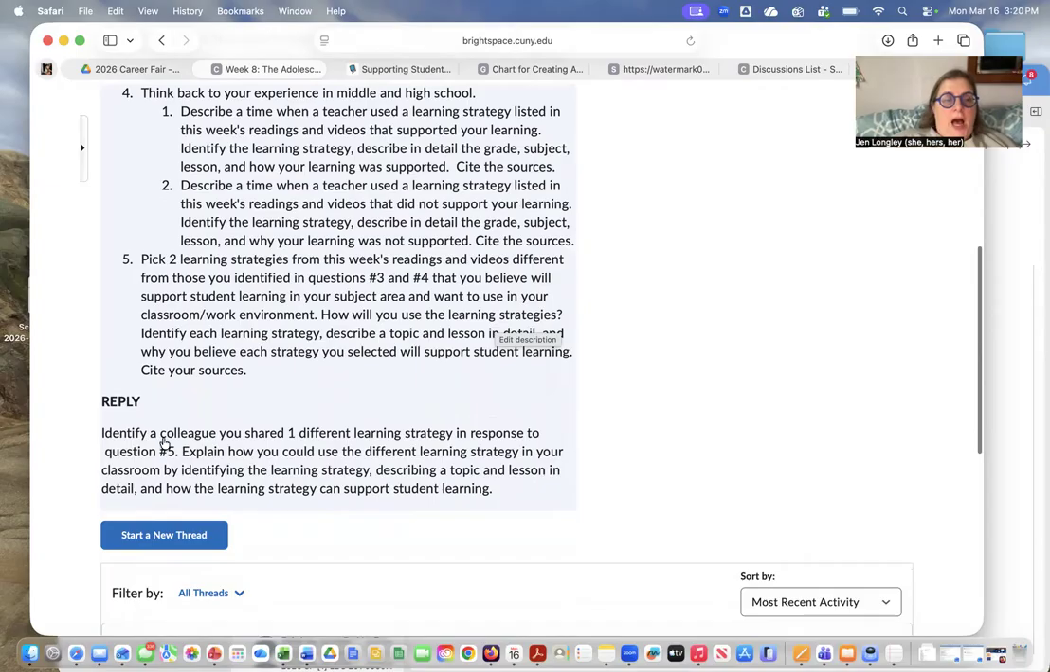And then for your reply, please identify a colleague who picked a different learning strategy in response to question 5, just this question here. How would you use the different learning strategy that your colleague selected in your classroom? Describe the topic and lesson and how the learning strategy could support student learning. So I look forward to reading your responses.